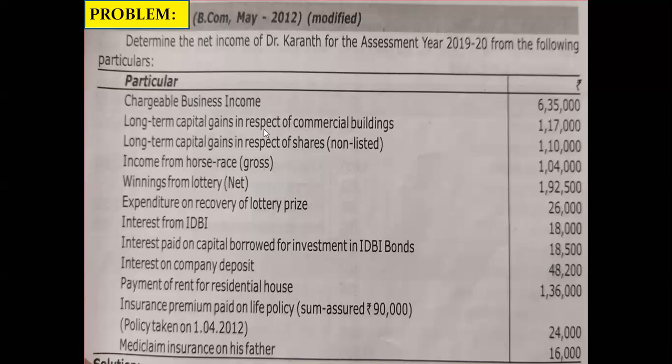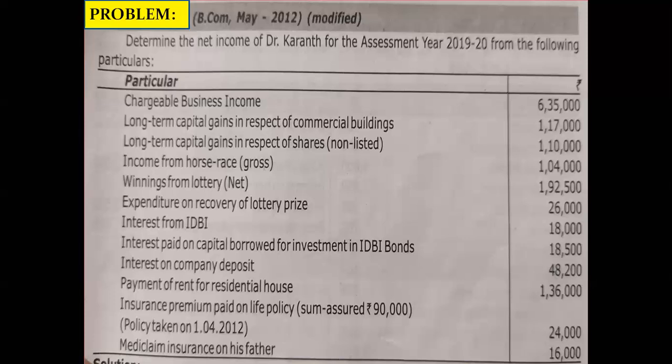Next, long-term capital gain in respect of commercial buildings. Any long-term capital gain will be taken after claiming the deductions under section 80C to 80U. So long-term capital gain, and long-term capital gain in respect of shares, will be added up after claiming the deductions under section 80C to 80U from the gross total income. Next, income from other sources, they have only given the gross amount. So directly it can be taken under the heading income from other sources, or it can be added up after claiming the deductions under section 80C to 80U from the gross total income.